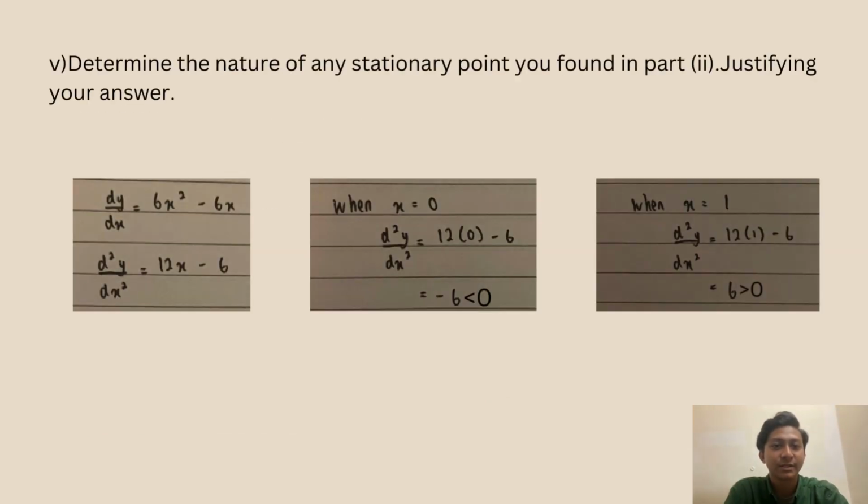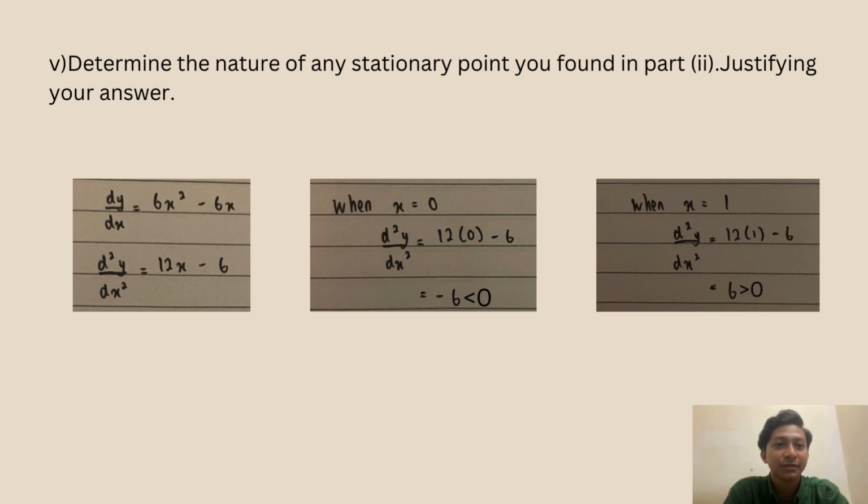The next question is, determine the nature of any stationary point you found in part 2. Justify your answer. dy over dx, you get 6x squared minus 6x. So differentiate it, you will get 12x minus 6. When x equals 0, 12(0) minus 6, you will get negative 6.